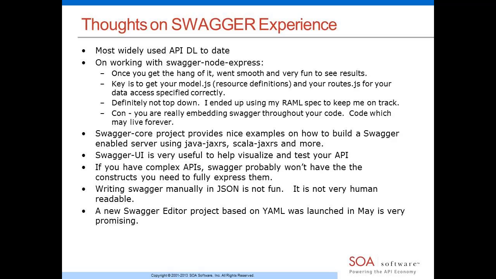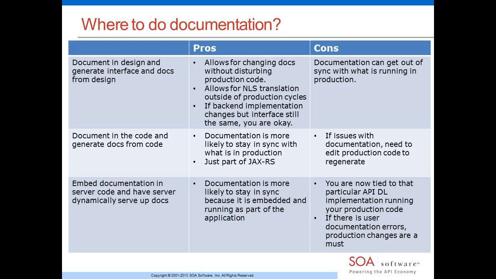you go. If you have complex APIs, with Swagger you might have difficulties, because you don't have the constructs. And if you are writing Swagger by hand right now, to date, that Swagger doc can get really long, and you can't really do that whole sharing schema thing. But I think it's going to evolve, especially waiting on the 2.0. Again, writing Swagger manually in JSON is not fun, not human readable. Again, waiting for that Swagger editor to become more usable.